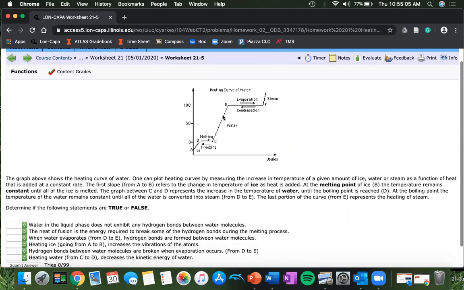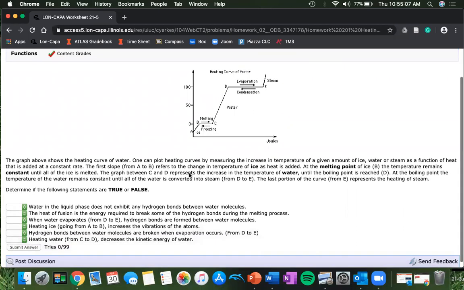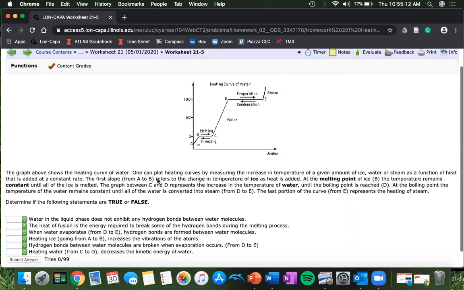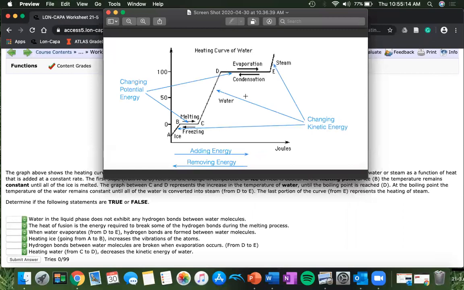So we have another heating curve for water here, and then they're giving us some true and false statements that we need to determine the validity of. So we're going to jump back to that diagram we had earlier where we're looking at the kinetic and potential energy changes along with adding and removing energy from our H2O.